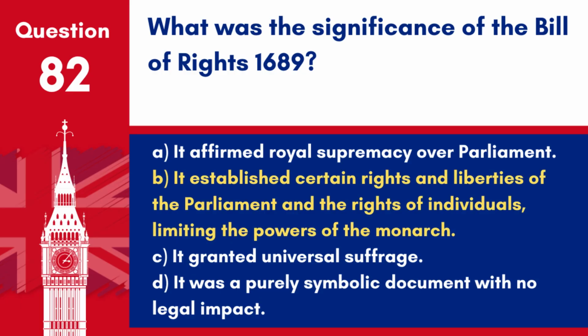Answer B. It established certain rights and liberties of the Parliament and the rights of individuals, limiting the powers of the monarch. The Bill of Rights 1689 is a fundamental piece of British constitutional law that clarified the limits of royal authority and cemented the supremacy of Parliament.